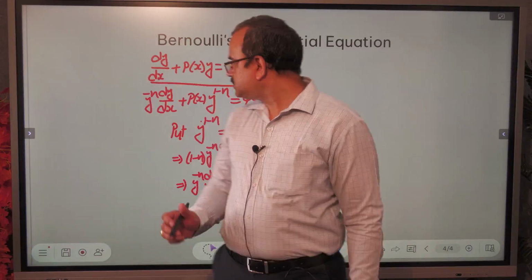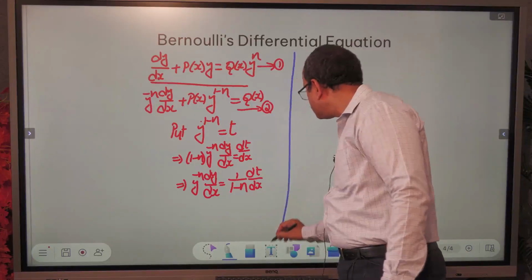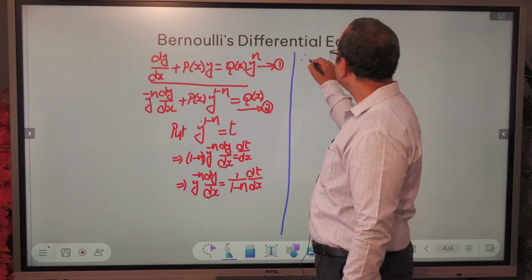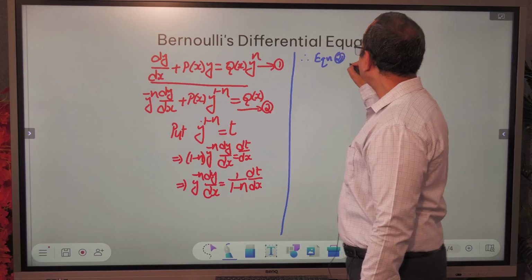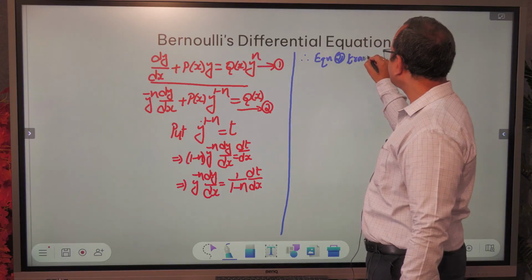Let us see what changes we identify here. If we substitute all these in equation 2, then equation 2 transforms to the following.